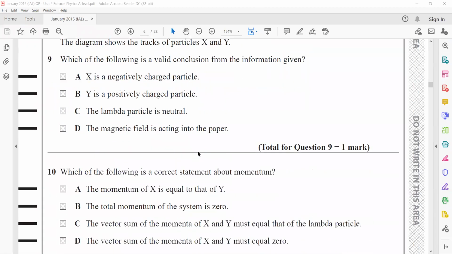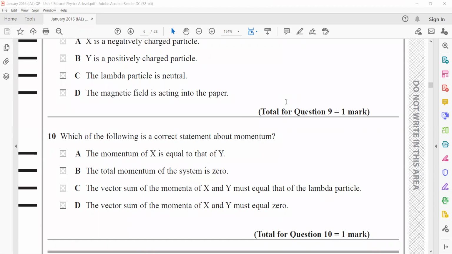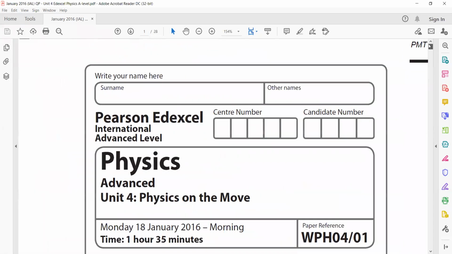And for question 10, which of the following is correct about momentum? By conservation of momentum, total momentum before should be equal to total momentum after. So the vector sum of the momenta of X and Y must equal that of the lambda particle. That's why C is the right answer. Why should the vector sum not be 0? Because originally the particle had a momentum, so finally there should be a momentum as well. So this was Unit 4 of IAL Physics, January 2016.